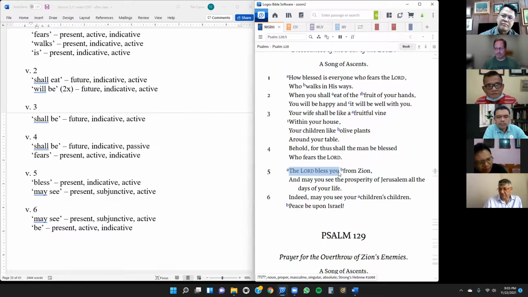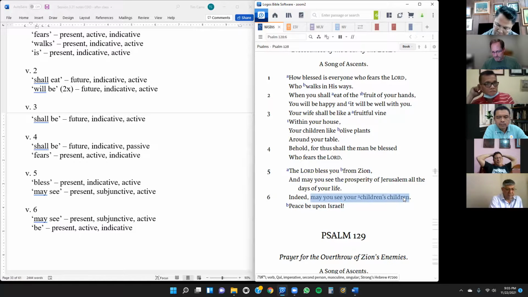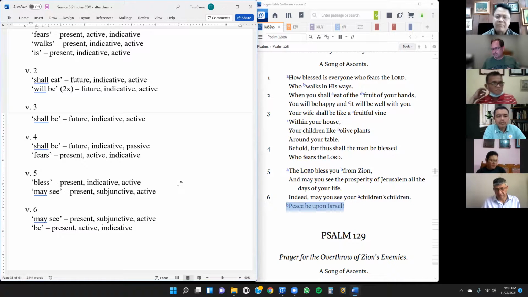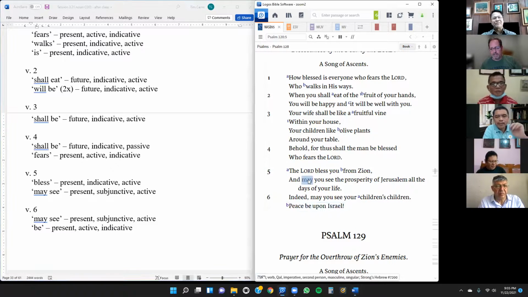May the Lord bless you. But we don't see the word may in English here. I would have put it in. So really it's may the Lord bless you from Zion. May you see the prosperity of Jerusalem. May you see your children's children, and may peace be upon Israel. So really they're all subjunctive because they're all a prayer. When we pray, we don't know the outcome until God decides it. So there's some uncertainty, right? And the English reflects that in the word may. And it should have put it in all of them.